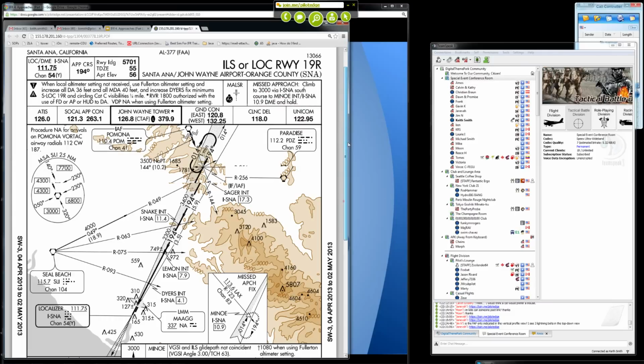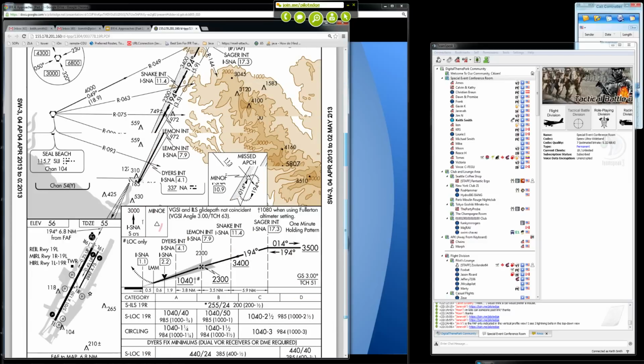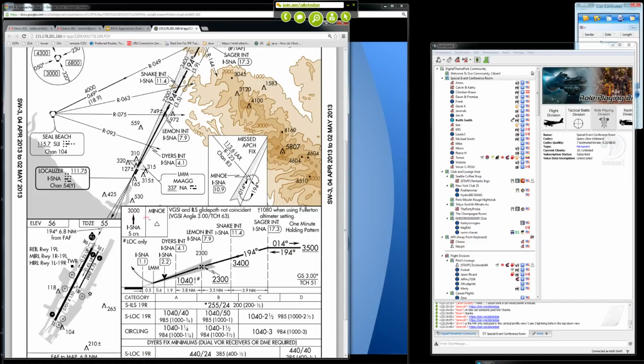Another depiction of that missed approach procedure is this one. This one is not always fully complete, but it does give you some pointers. So climb to 3000 via the localizer south course to Minnow. We at least have that on the vertical profile. It's not a full description, but if you have already fully briefed it, which you would have done during your approach briefing earlier, then you could just refer to this and it would give you the prompts that you need, essentially.